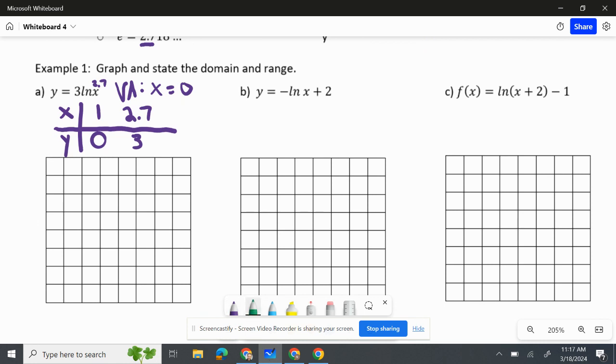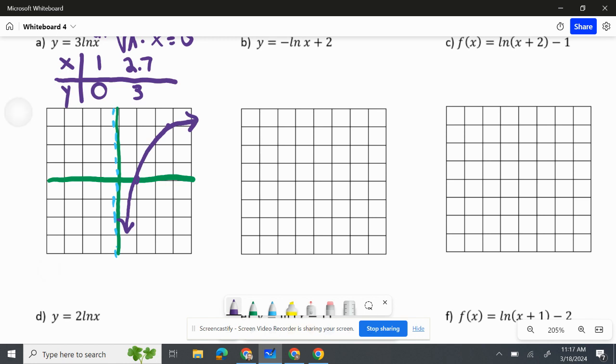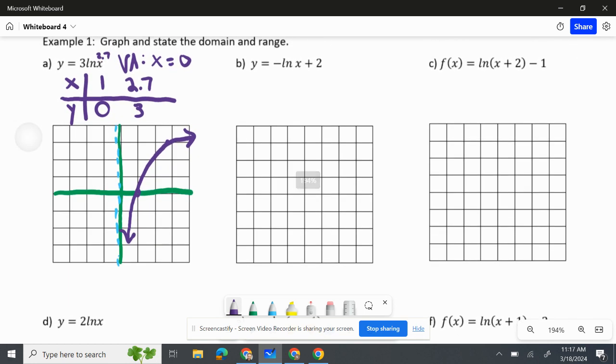So when we graph this, what we have is our vertical asymptote at 0. And then we plot our points, which are (1, 0) and (2.7, 3). We're going to also state our domain and range. For our domain, what we have is whatever our asymptote is. In this case, it's 0 to infinity. And then for our range, it's going to be negative infinity to infinity.